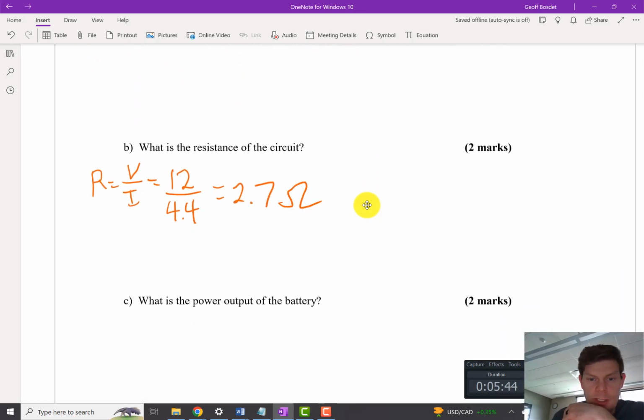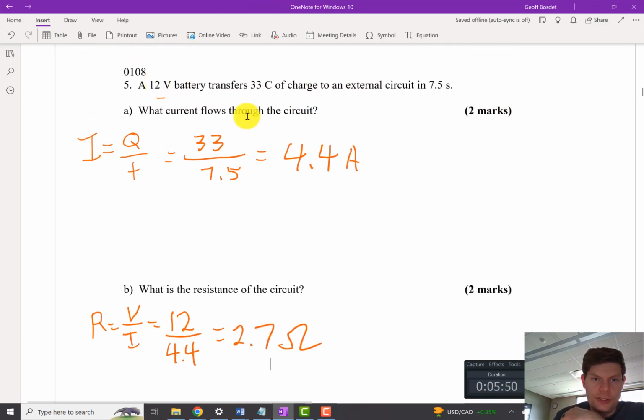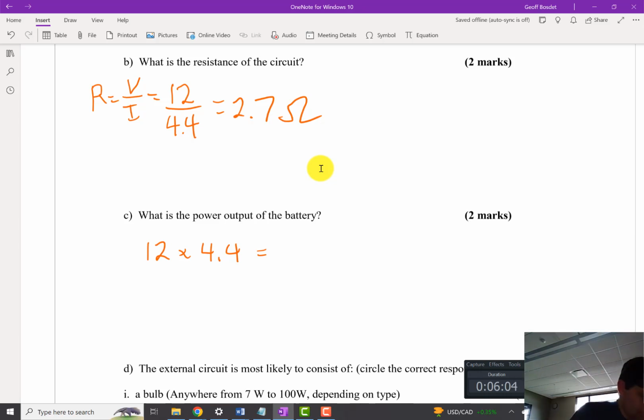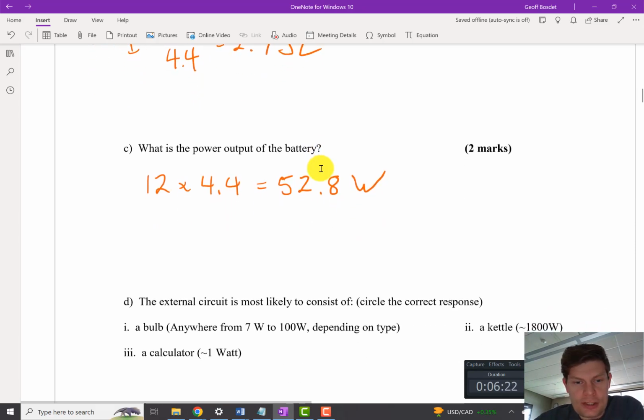And we want to find the power output of the battery. I usually like using the formula voltage times current because it's got the least terms in it. So just 12 times 4.4. So if we do 12 times 4.4, I should be able to do this, 52.8, I think. Yeah. 52.8 watts. Power is measured in watts. And this circuit is likely to be, based on these options, a bulb.